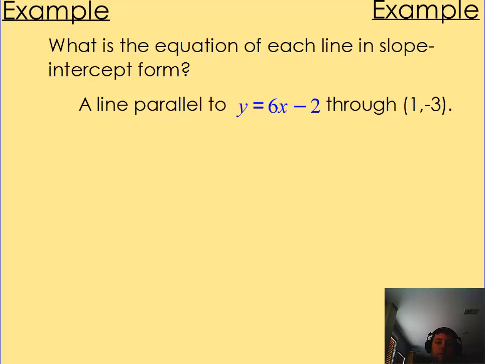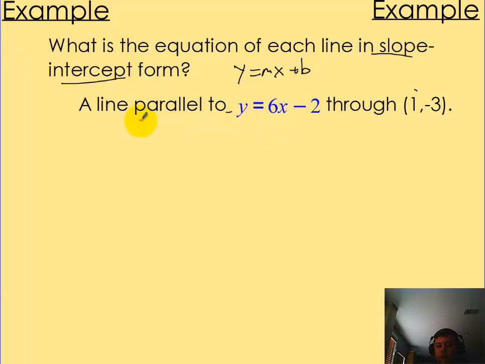Try this example. Pause the video. Alright, what is the equation of each line in slope-intercept form? So a line that is parallel to y equals 6x minus 2 and goes through point (1, -3). So it's got to be in slope-intercept form, so y equals mx plus b. And it has to be parallel to this.